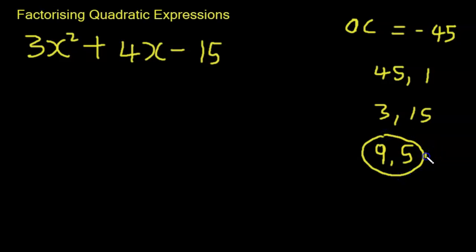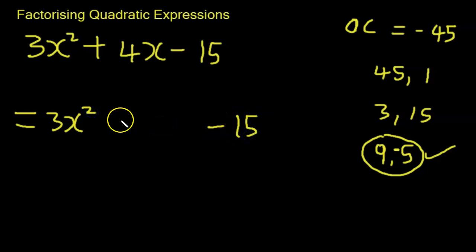And of course, when we multiply them, we get negative 45, and when we add or subtract, we get positive 4. So we'll put a negative on the 5. Alright? So 9 times minus 5 give us our negative 45, and 9 minus 5 give us our positive 4, which we need. So we put back our 3x squared, we put back our minus 15, and it's all about rewriting the middle term. So we rewrite the 4x as 9x minus 5x. So it's still 4x now, just rewritten.